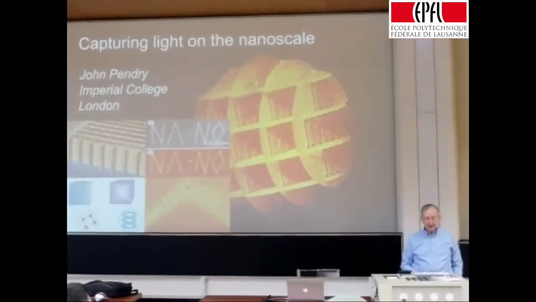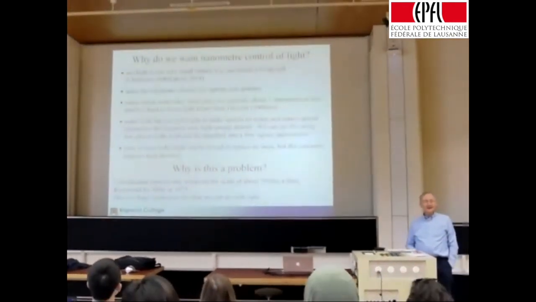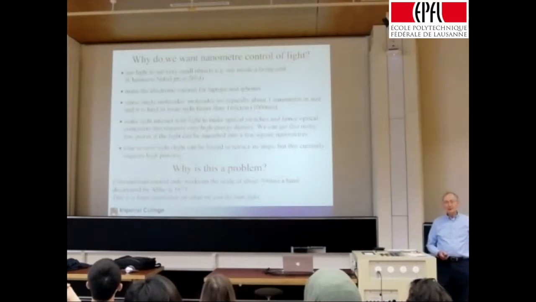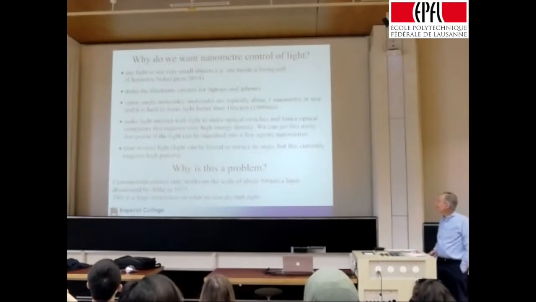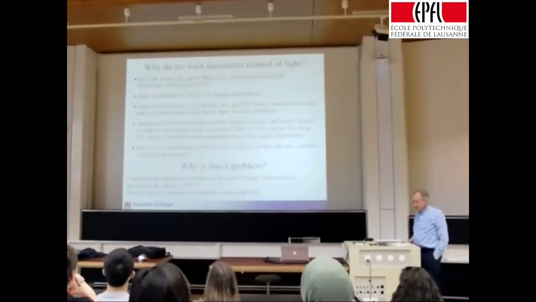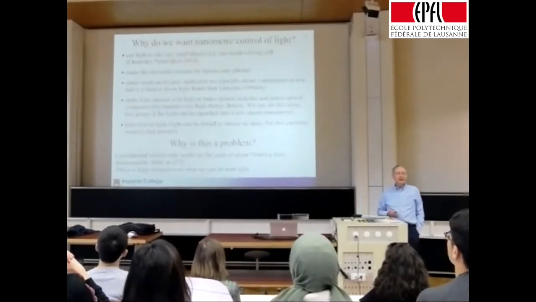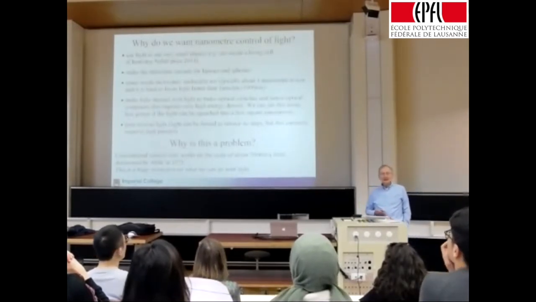So why is it interesting to capture light on the nanoscale? Well, you might want to look at very small objects. Biology is just beginning when the resolution of a conventional microscope gives up. So if you want to see inside a living cell, then you have to do better than an ordinary microscope. And there are various ways of doing this, which are all rather complex, and some of which have won the Nobel Prize a few years ago. And that's a really important aspect of nanolight, to be able to see smaller than the wavelength of light.